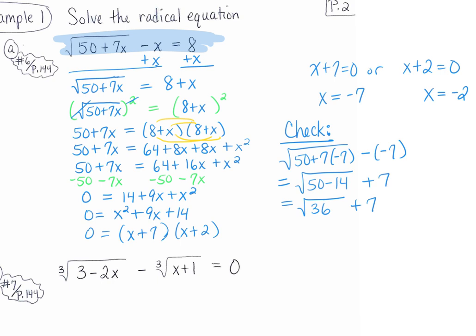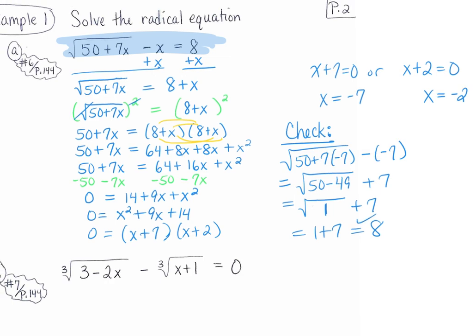So what's wrong? We need to go back and correct that, right? Add it instead of multiplying. Let's be right. So this should be minus 49. So this is the square root of 1. The square root of 1 is 1, right? So you get 1 plus 7, which is 8. Does it check? Yes, we got 8. Good. So we know negative 7 works.